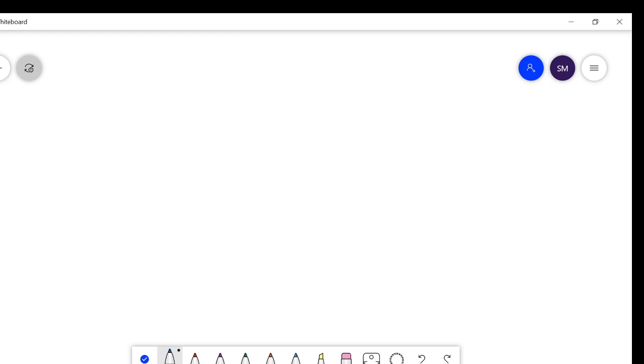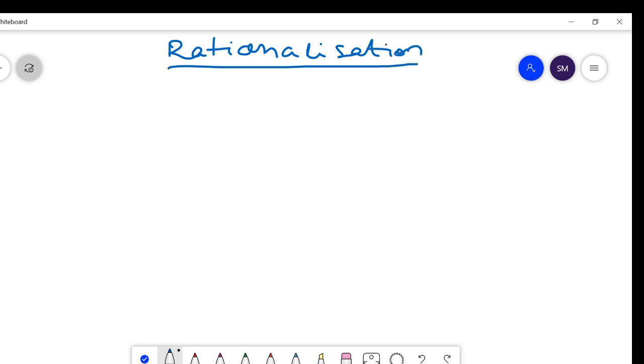Today in this class we will study about rationalization. What is rationalization? You know very well what is a rational number and what is an irrational number. Rational numbers are those numbers which can be represented in p by q form. Those numbers which cannot be represented in p by q form are called irrational numbers. Rationalization means to convert irrational into rational.